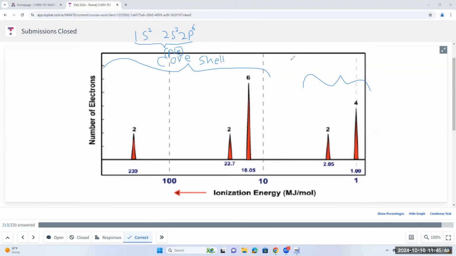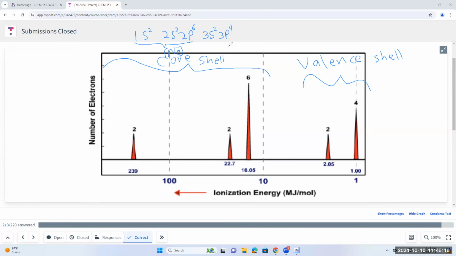and then this outermost shell is called, does anybody know the name of that? William? Thank you. This is called the valence shell. And that's what participates in chemistry, by the way. And the valence shell has a 3s2, 3p4 configuration.